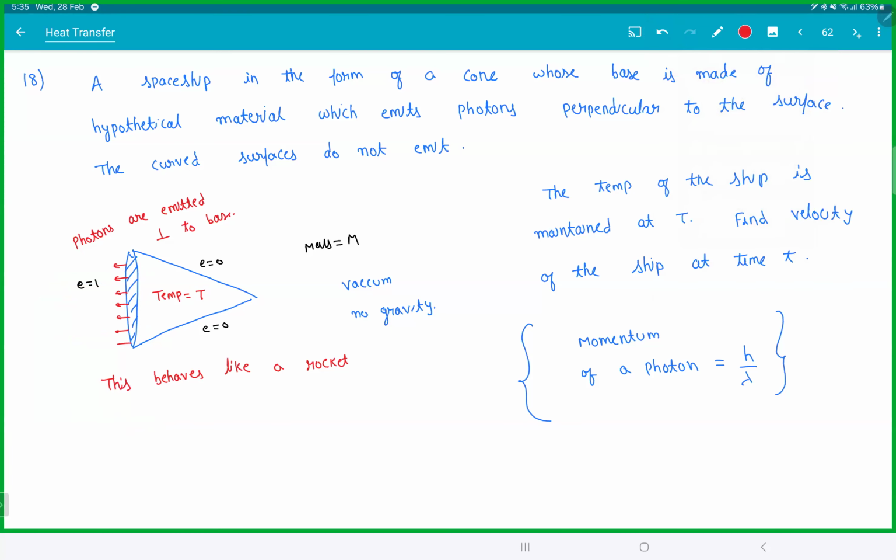So basically, there is a concept called this thing. Actually, it is true. This is not some hypothetical thing. It's actually true. You can study more about it. This is called radiation pressure. It does exert force, but the problem is it is too small to detect normally.